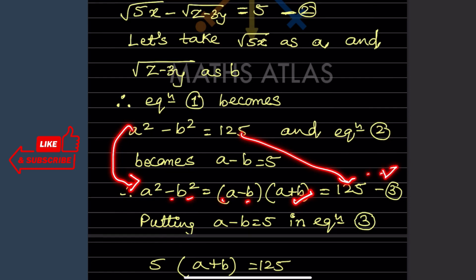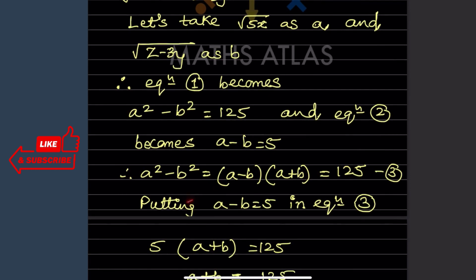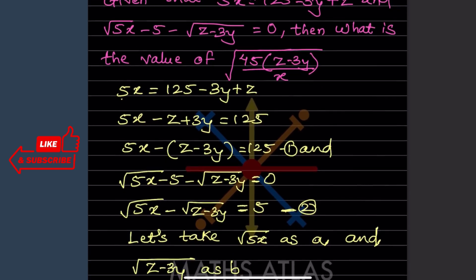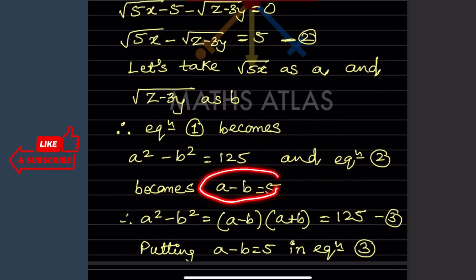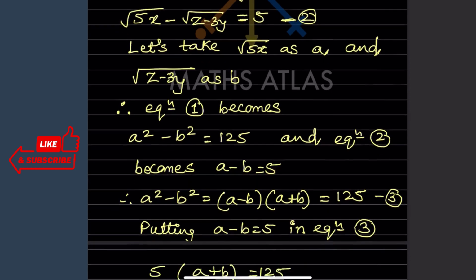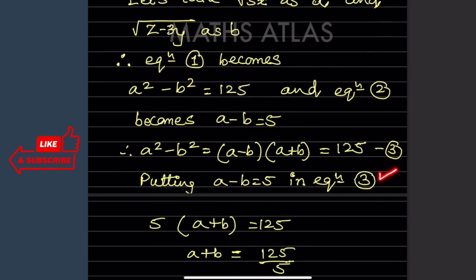So now what will we do? Putting a minus b is equal to 5 in equation number 3, because we got a minus b is equal to 5. So that thing we are going to put in equation number 3. So what will we get here? Here we get 5 into a plus b. In place of a minus b, we put that 5 and a plus b as it is, and this is 125. So now a plus b, what is that?